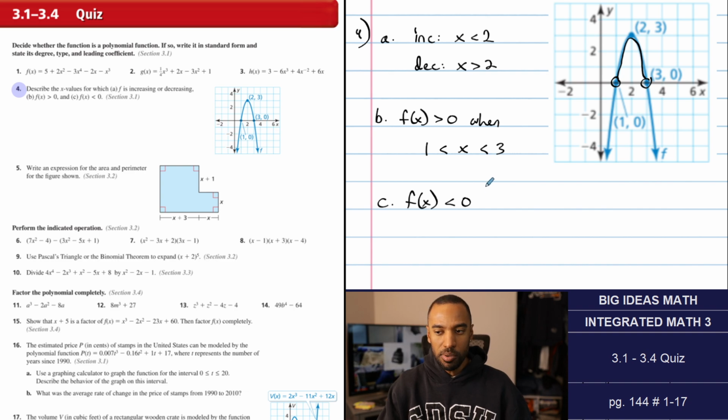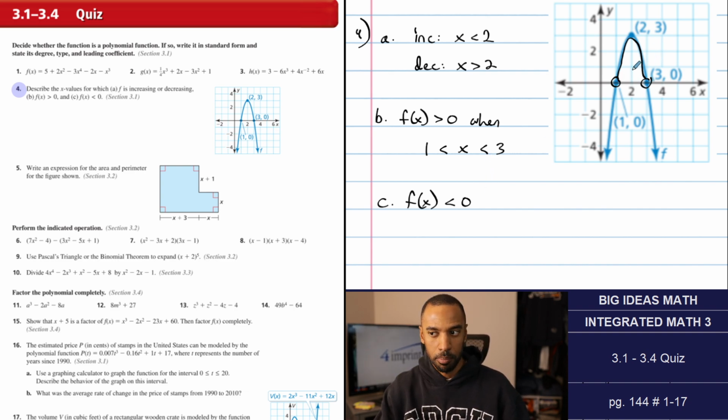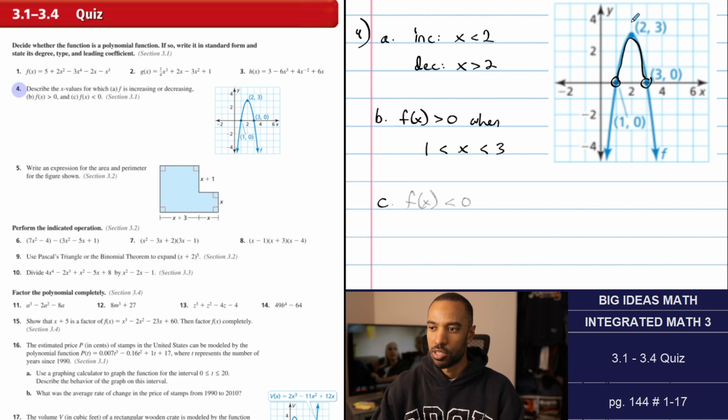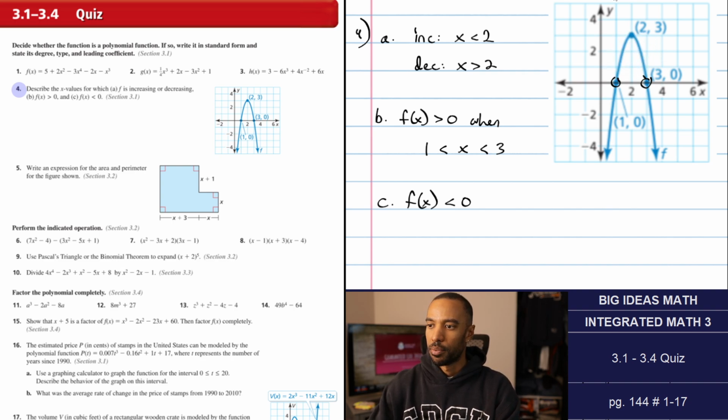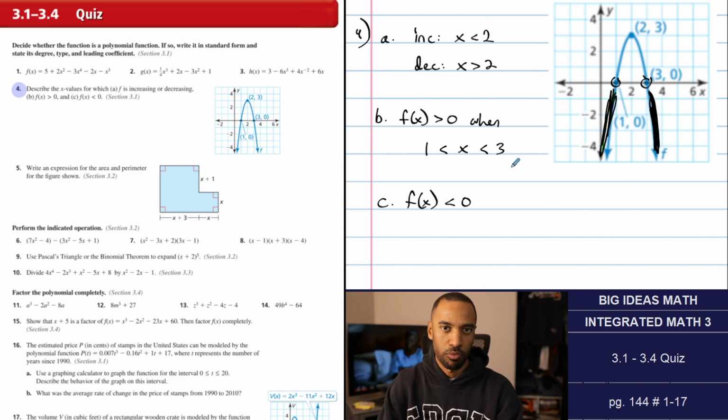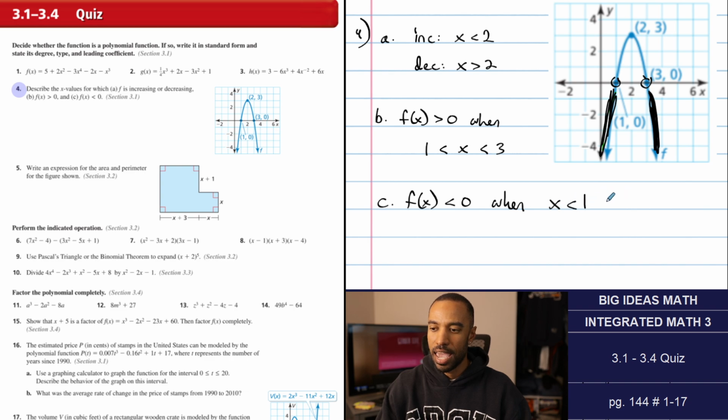When is it negative? Almost everywhere else but the positives and 1 and 3 themselves. These ones are the negative. Let me erase those. Whoopsie, I guess not. Let's do it that way. There we go. Over here to the left of 1, we have negative y values, and to the right of 3, we have negative y values. So that's when f of x is less than 0: when x is less than 1 and x is greater than 3.